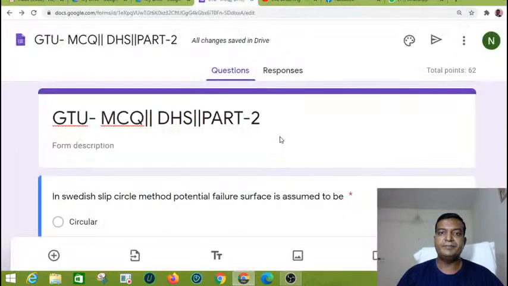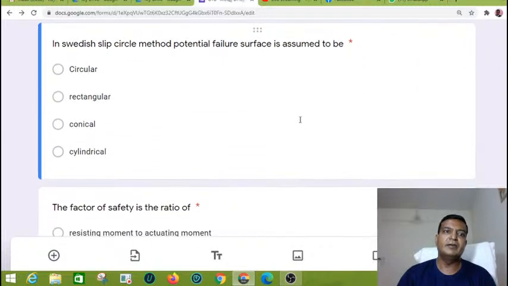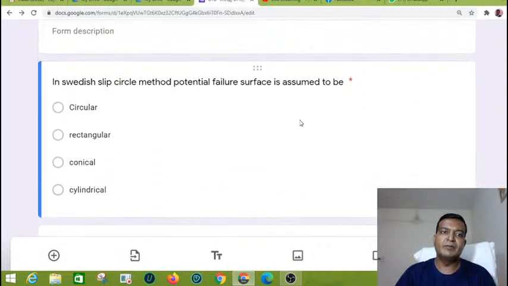Let us start part 2. In part 1 we discussed the introductory part of the subject. We are continuing with the same. Objective number 1. Let us focus on the objectives.